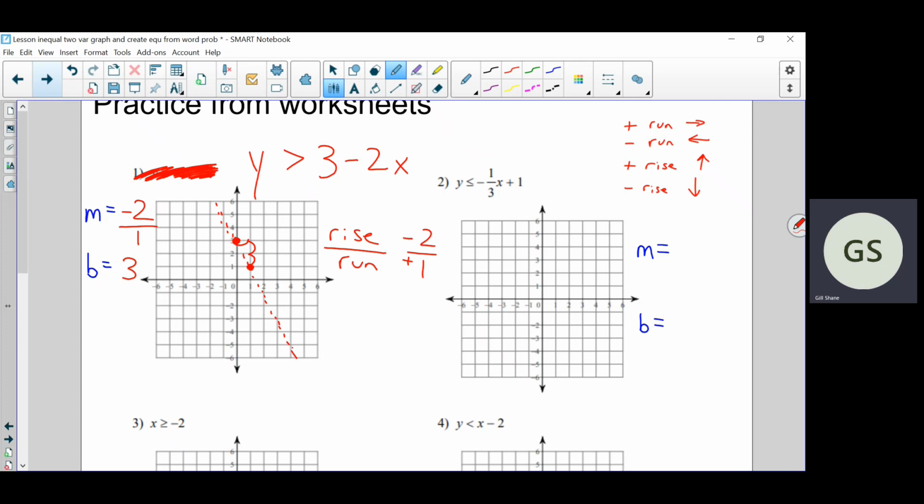So now we have our dashed line. We need to figure out which side to shade. We said, let's pick a point. I pick any point on the graph. I always pick 0, 0. It makes my math easy.